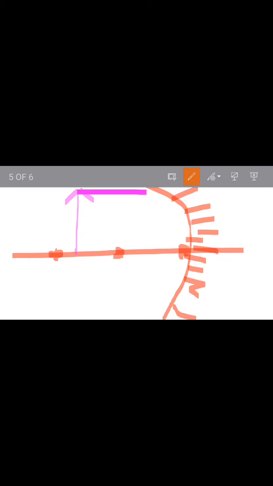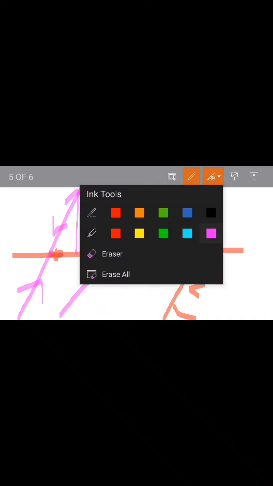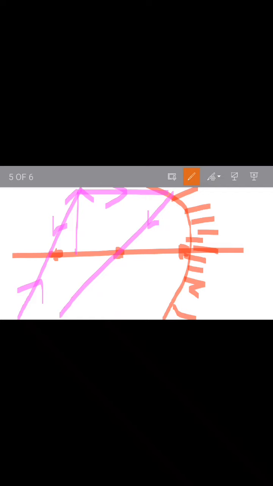Okay, applying rule number 1 and rule number 2. Rule number 1, going through the focus, and the next rule was rule number 2. It will be going through the curvature like this. Now, can you just tell me where is the image? The image is formed somewhere here, and in this case, the image which is formed is real, inverted, and magnified.